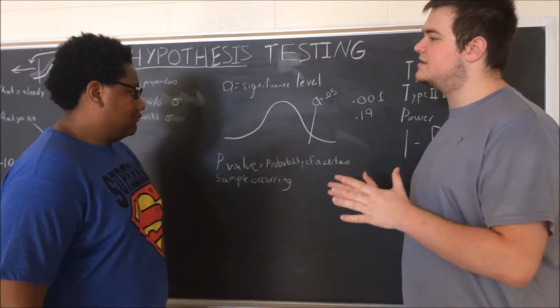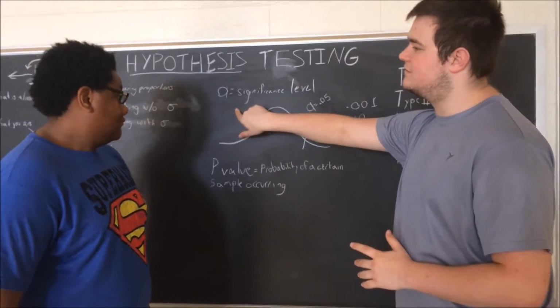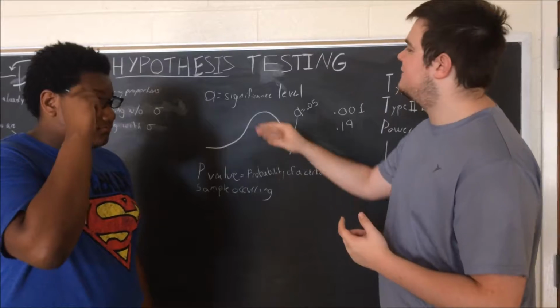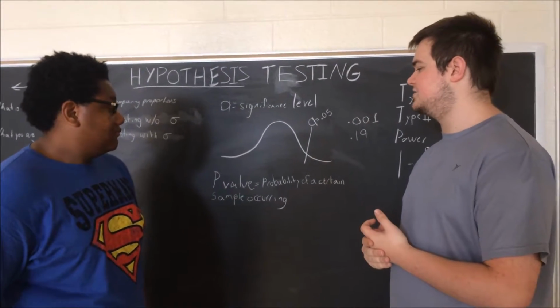That is where you are going to be evaluating the p-value. If it's less than the significance level, then you're going to reject the null hypothesis. If it is greater than the significance level, then you're going to fail to reject it.